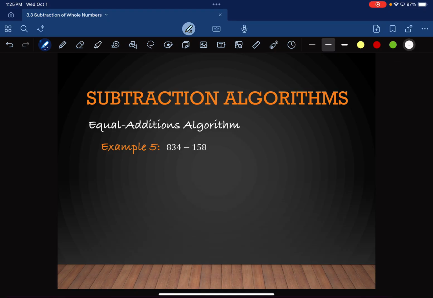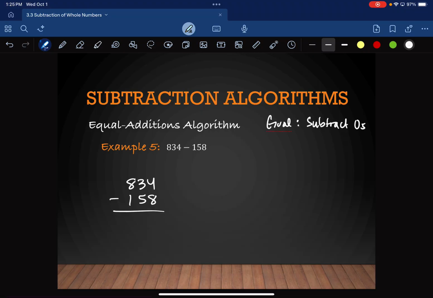So we're going to write this like we did before on the others, where I have 834 minus 158. I'm going to write it like that. Okay. Now, instead of regrouping, the goal here is to subtract zeros.